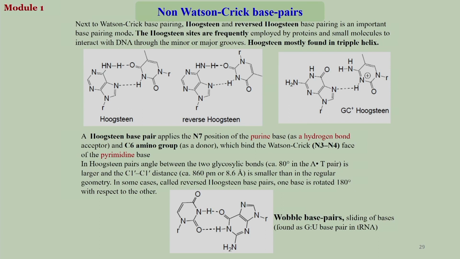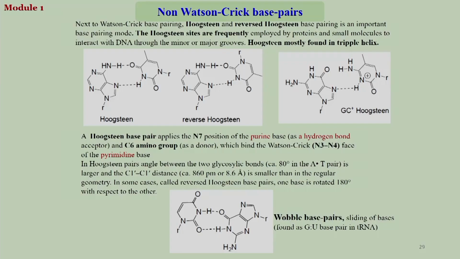Apart from those, there are some non-Watson-Crick base pairs also. They are sometimes naturally available. At the same time, when we make new molecules, when we make modifications of the nucleic acids, then the non-Watson-Crick base pairs play a vital role in making new kinds of substitutions or new kinds of molecules. So, naturally also, apart from Watson-Crick, there are other types of base pairs that are found. One is called the Hoogsteen.